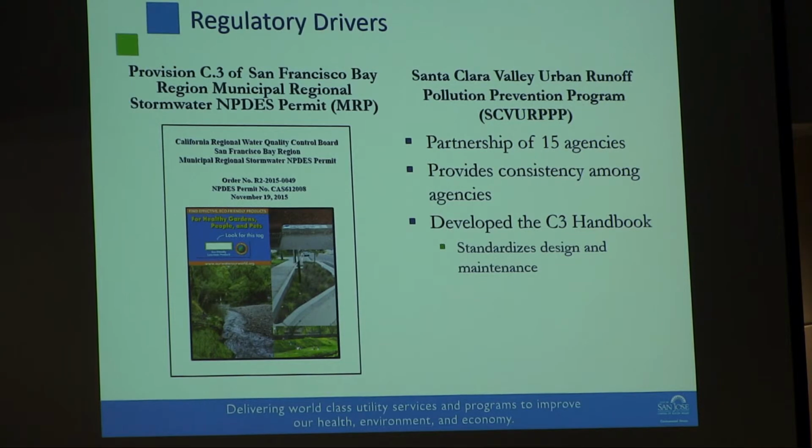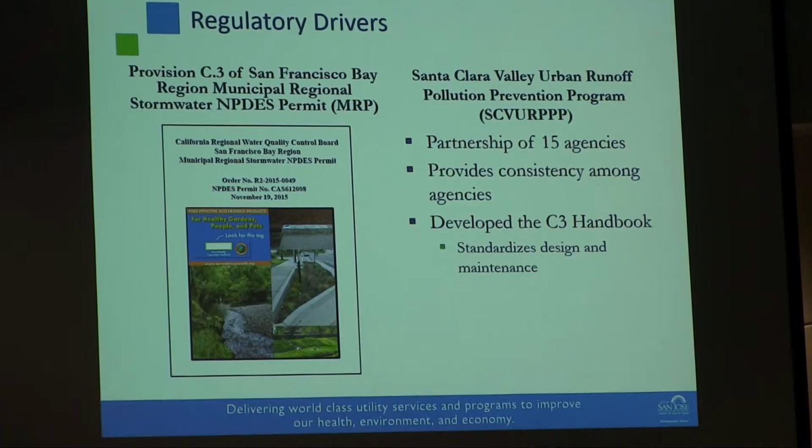For the regulatory drivers of GSI, Provision C3 of the San Francisco Bay Regional Municipal Stormwater NPDES permit, or the MRP for short, requires GSI installations on most new and redevelopment projects. The MRP regulates the 9-county Bay Area and most of the cities in the 9-county Bay Area. There are 76 co-permittees, and there are 22 provisions, or different regulations, in it, including GSI through Provision C3.